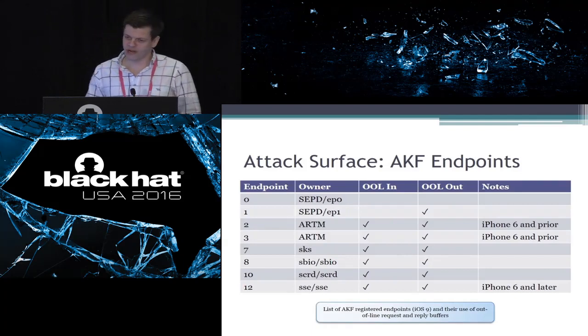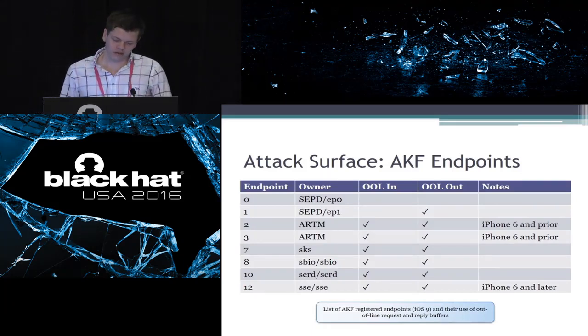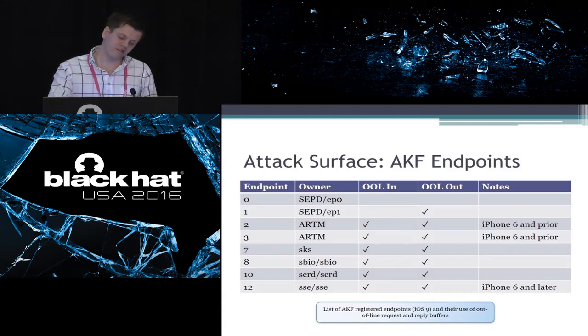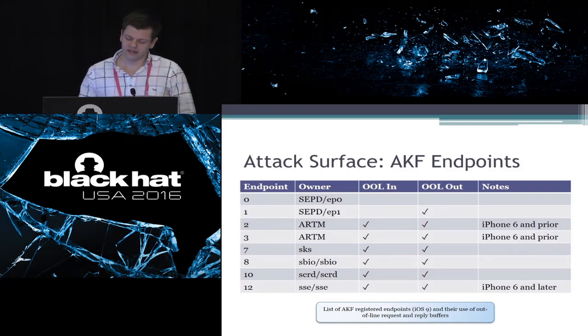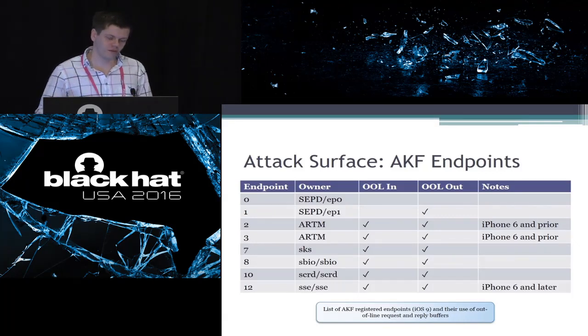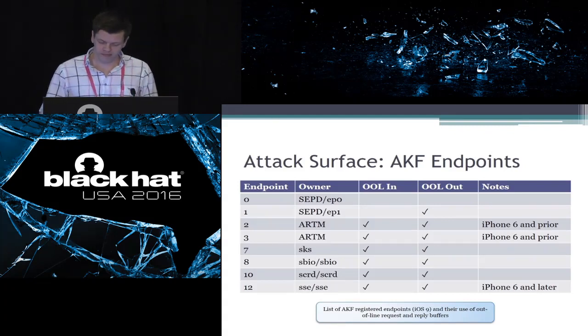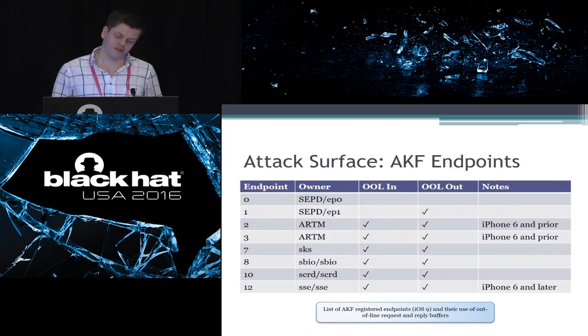These are the registered endpoints. It's about 8. We have the control endpoint, but we also have a lot of other endpoints. This table also shows which of the endpoints actually make use of the out-of-line buffers, so which endpoints will parse data out of line, presumably complex blobs of information.